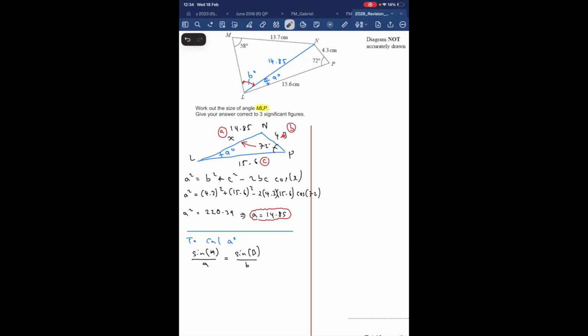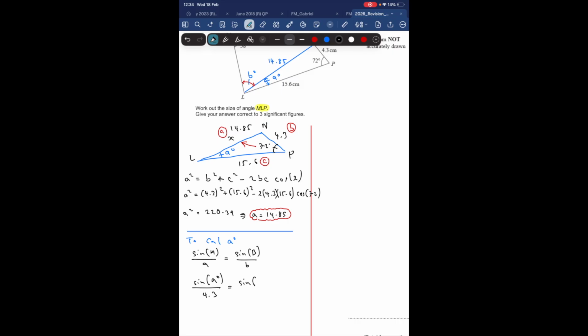That is one length angle pair. So what I can immediately write is sine A, well, I'll use the small case a for the angle, A degrees. The length which this angle is opposite is the 4.3. So at the bottom, I'm going to have 4.3 equals sine B.